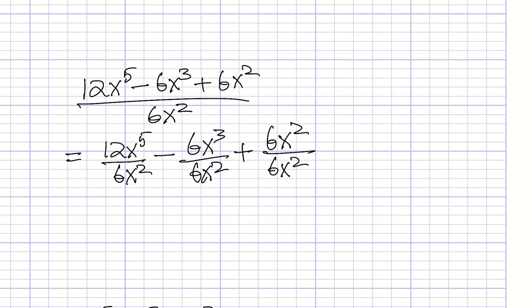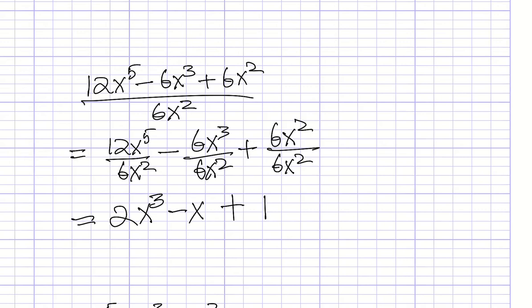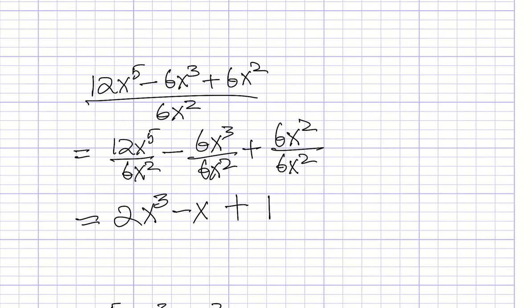Okay, notice that things cancel out. 12 divided by 6, you get 2. And then see the exponents? 2 subtracted from 5, you get 3. You see it, right? So I'm going to start reading it out for you. 6 divided by 6, you get 1. You see the exponent? 3 subtract 2, you get 1. So it's x. And then 6 divided by 6 is 1. 2 subtract 2, you get 0. So that thing is still 1. I hope you remember that. See, that's why we have to do the exponent first.